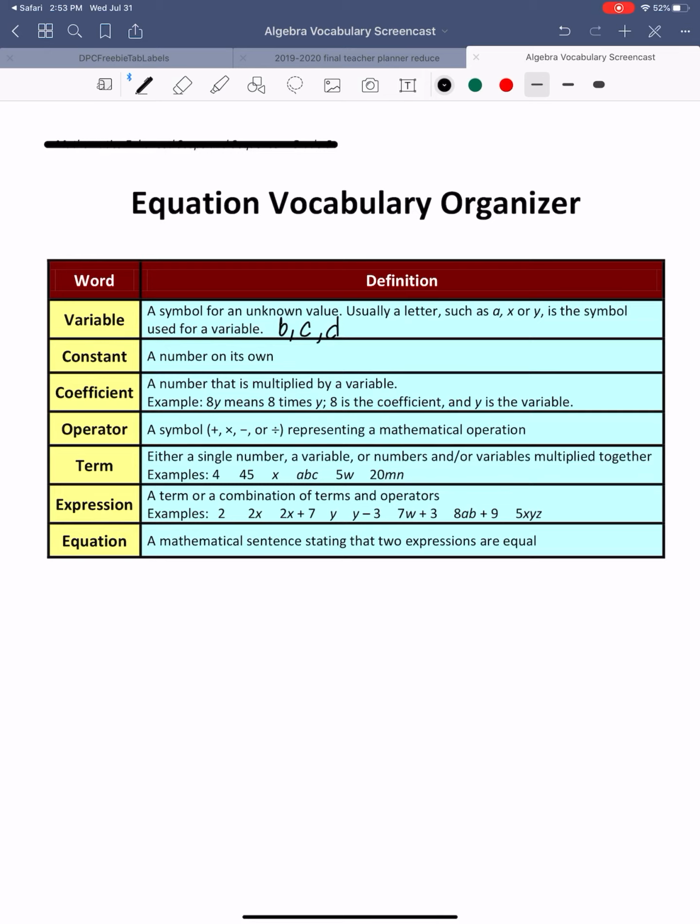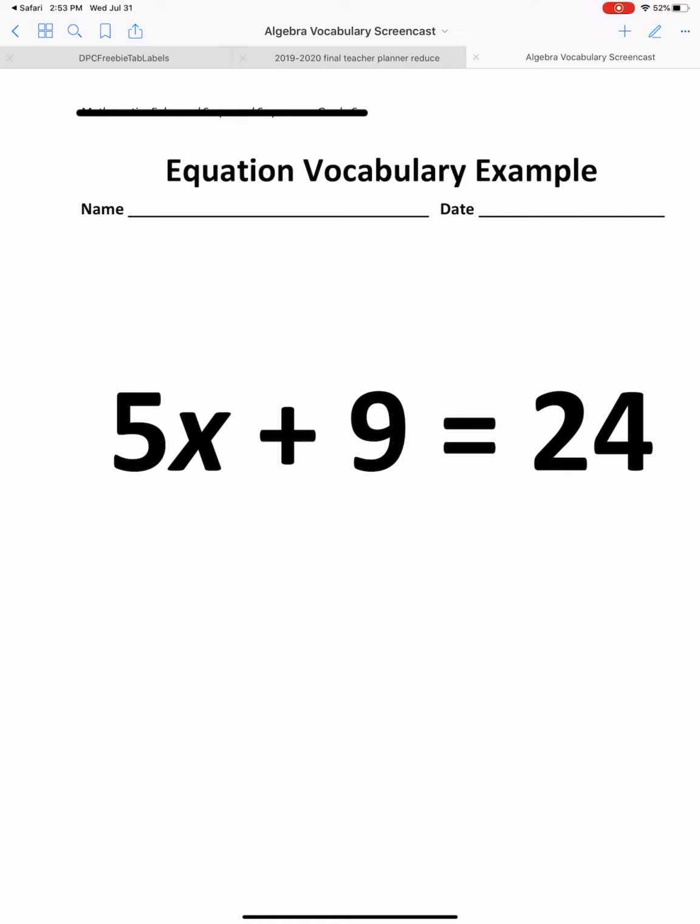And then lastly, an equation is a mathematical sentence that shows that two expressions, which we see here, are equal. And you will see the equal sign when you have an equation. In an expression, you will not see the equal sign. And in the equation, you will see the equal sign. So let's look at this equation right here. I have 5x plus 9 is equal to 24.